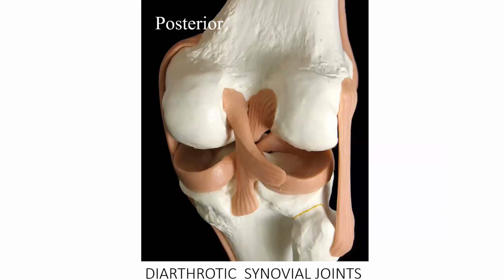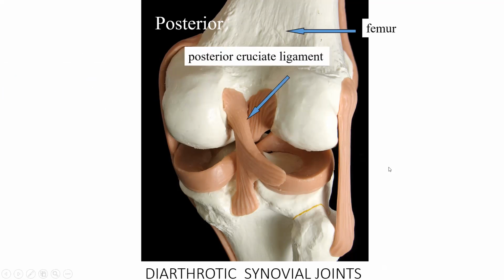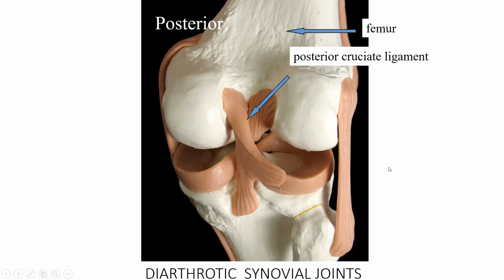Now there's the posterior view. There is the PCL. The PCL attaches to the medial condyle. The ACL attaches to the lateral condyle. See how they cross over right here. And of course, there are the two menisci, medial and lateral menisci. So femur, PCL on top, ACL underneath.